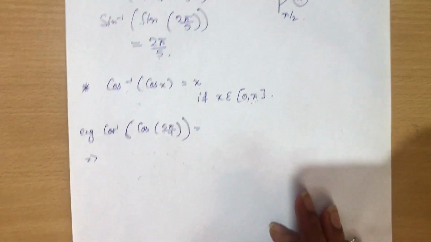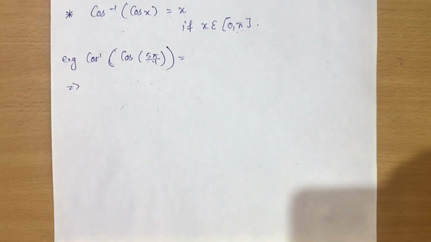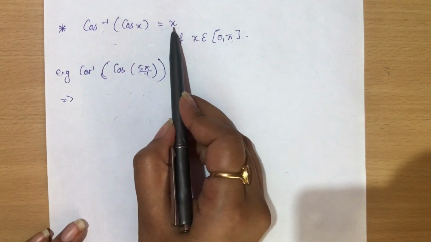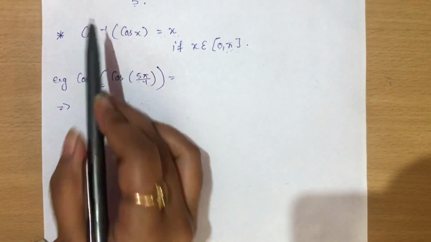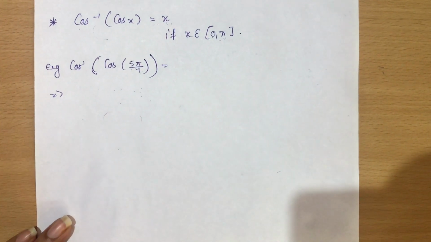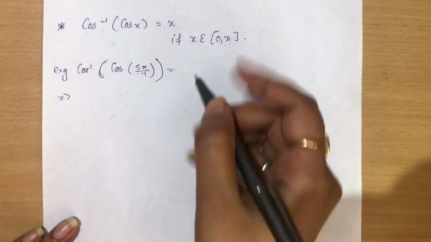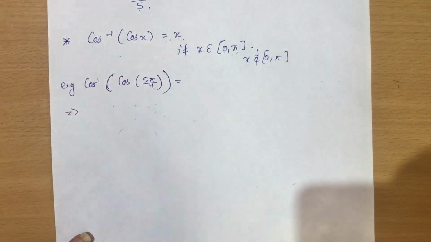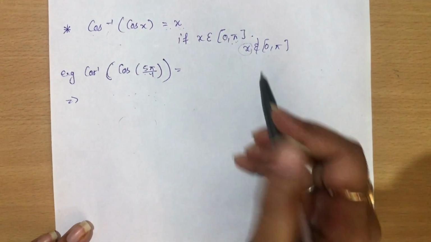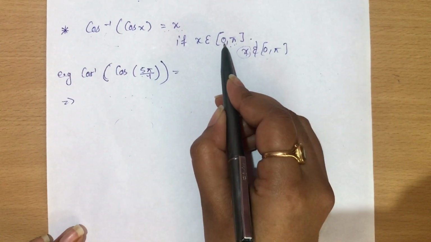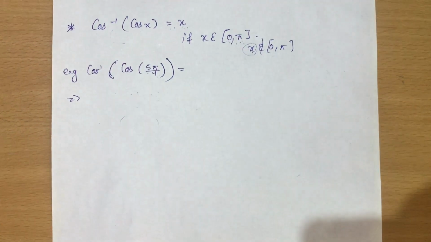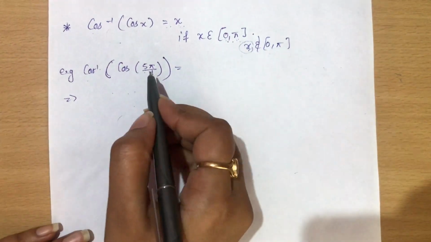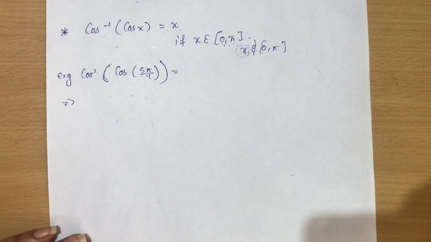Okay, so now the second property is cos inverse cos x. Again students, this is equal to x if x belongs to the range of this inverse trigonometric function. Okay, so students, what if x does not belong to 0 to π? So we will transform this x in such a way that it belongs to the closed interval 0 to π. For example, if you have cos inverse cos 5π/4, we have to reduce this value 5π/4.